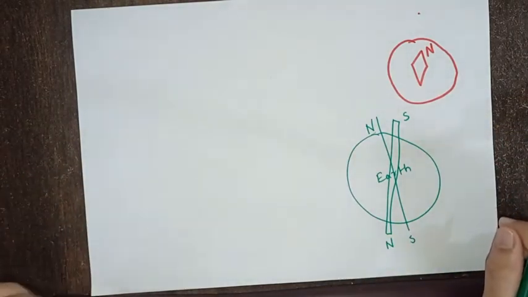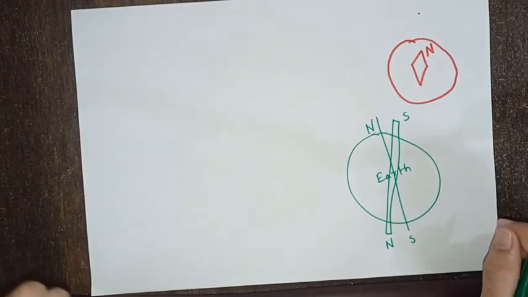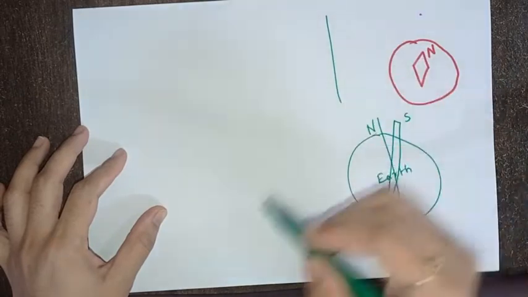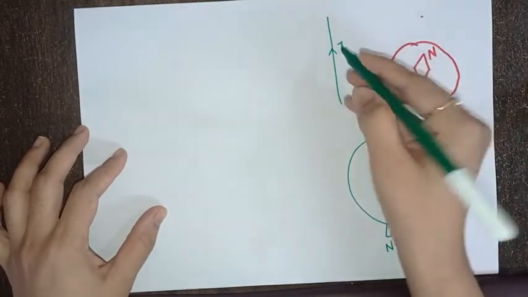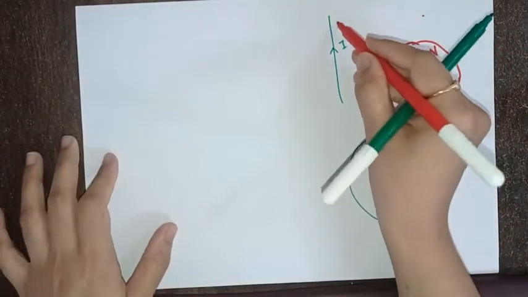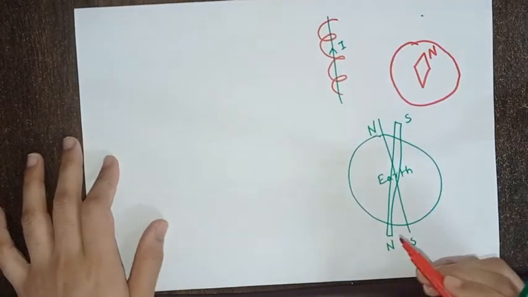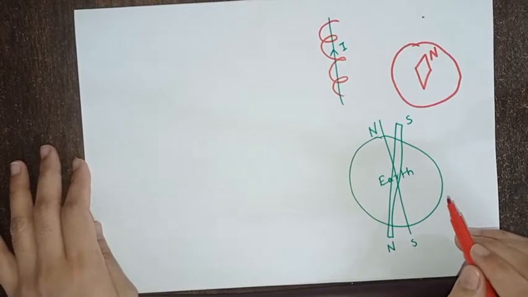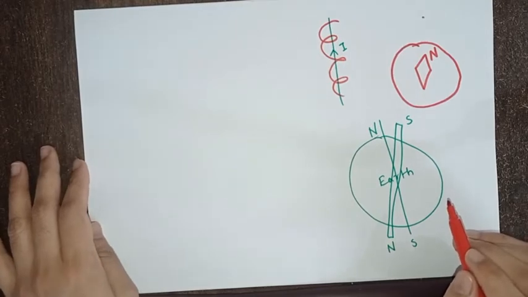But the question is, why does Earth produce a magnetic field? If we have a current conducting wire, it will have a magnetic field. But where is the current in Earth? Is there any current in Earth? Well, the answer is yes.